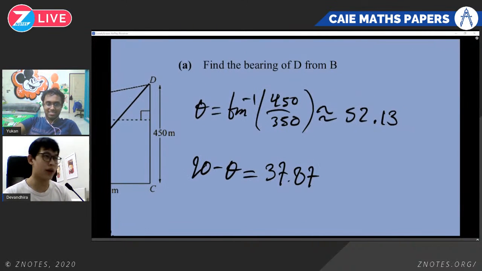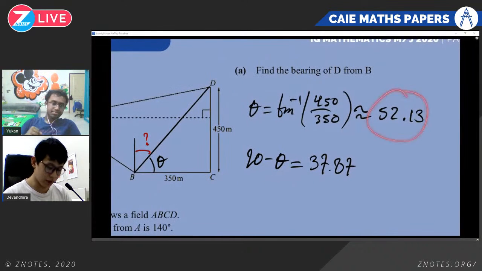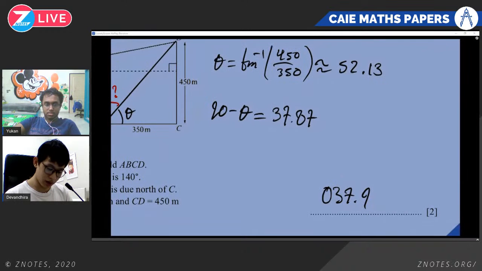You'll get 52.13. Once you get this, don't forget that this is just the angle theta, not our answer yet. That means we still have to do 90 minus our angle, correct? And you should get 37.87. But for angles you should do one decimal place, so you gotta make it to one decimal place. But because it's bearing, don't forget to put a 0 here because it's 3 digits in the integer part. Correct? You good? Anything you want to add?